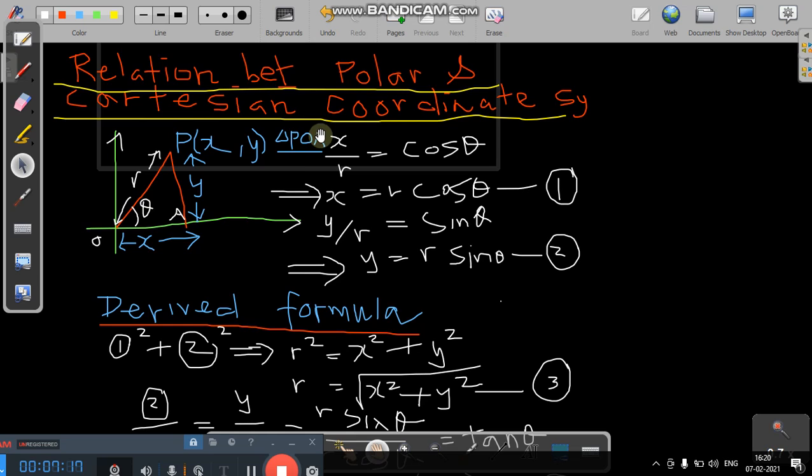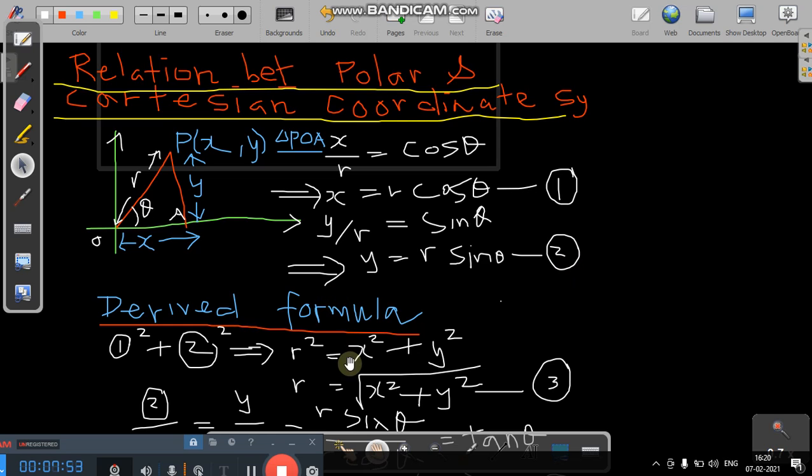So from this triangle POA, adjacent side by hypotenuse equals cos theta. Similarly from this, x is equal to r cos theta. Similarly, opposite side by hypotenuse, y by r is equal to sin theta. From this, y is equal to r sin theta. So equation 1 is x equals r cos theta, and from equation 2, y is equal to r sin theta.